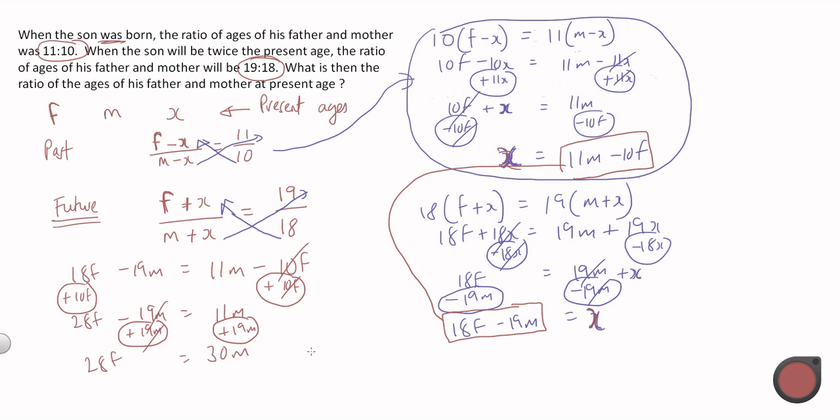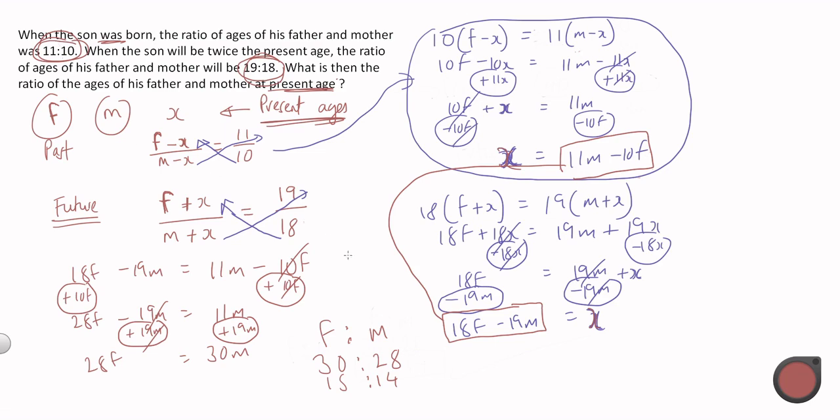So what you can say then is the ratio of, right, let's answer the question, what is then the ratio of ages of his father and mother at the present age? Remember, f and m are the present ages. So you can say father, mother, you'd write 30, you put 30 there, and put 28 here. If you want to simplify that, you can write 15 and 14. That's not going to simplify any further.